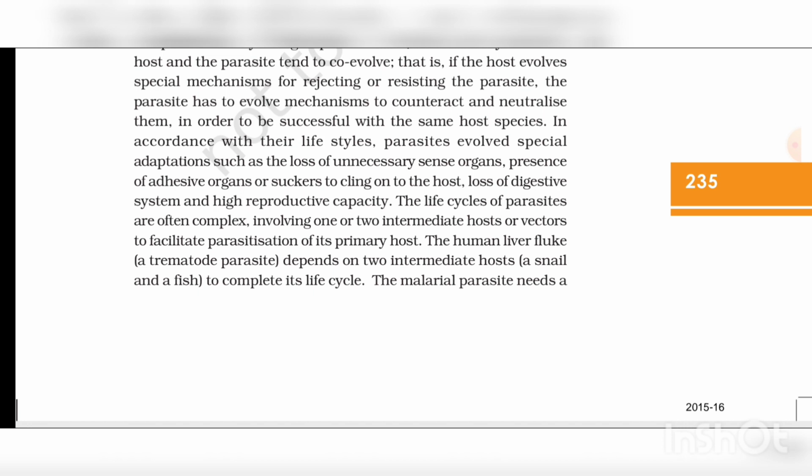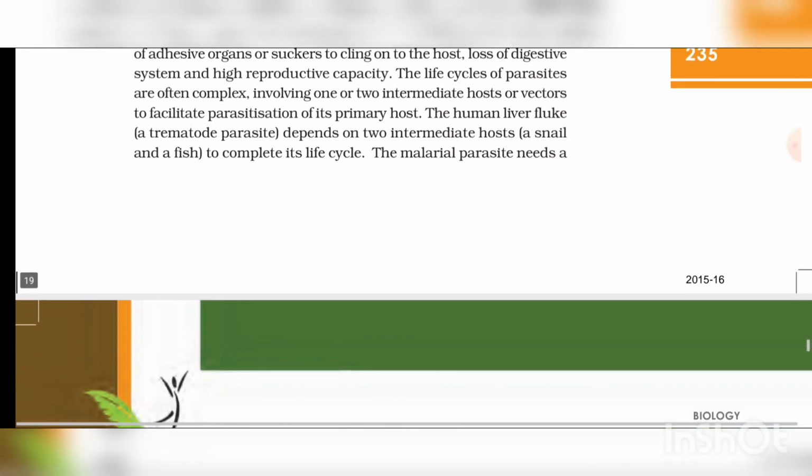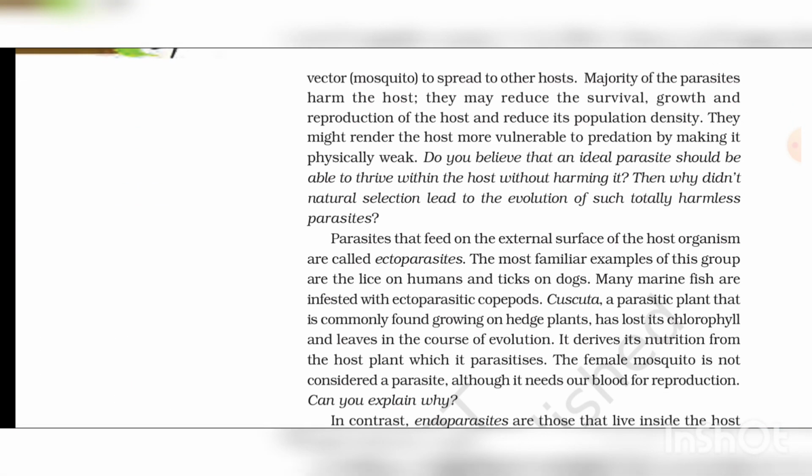The human liver fluke depends on two intermediate hosts to complete its life cycle. The malarial parasite needs a vector to spread to other hosts. Majority of parasites harm the host. They may reduce the survival, growth, and reproduction of the host and reduce its population density. They might render the host more vulnerable to predation by making it physically weak.